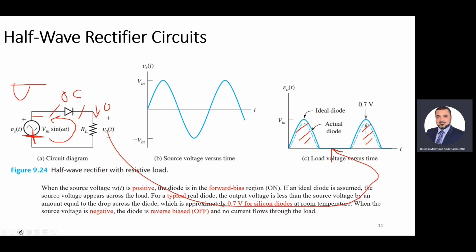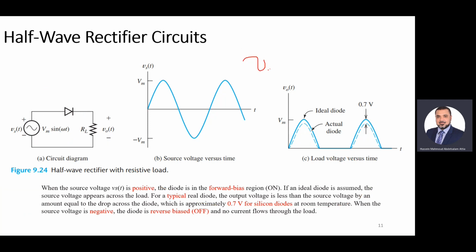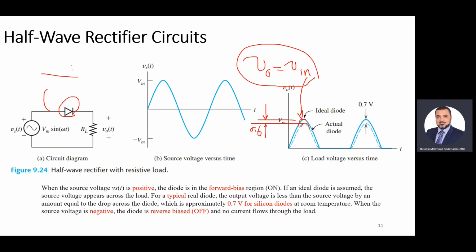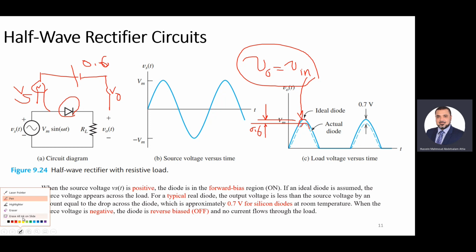Okay. V out will be the same as V input if the diode is ideal. If the diode is ideal, in this case, like here, like this line. If the diode is not ideal, V out will be less than V input by 0.6. Yes, this difference will be 0.6 if the diode is not ideal. Not ideal means the diode is replaced by a battery of 0.6. If the diode is replaced by 0.6, this means V out will be less than Vs by 0.6. Okay guys?